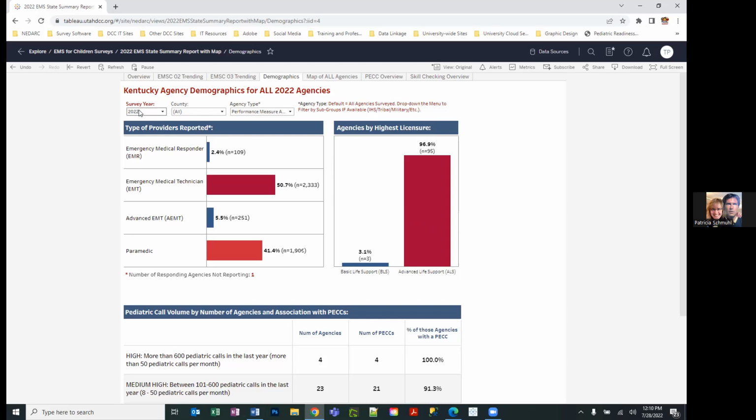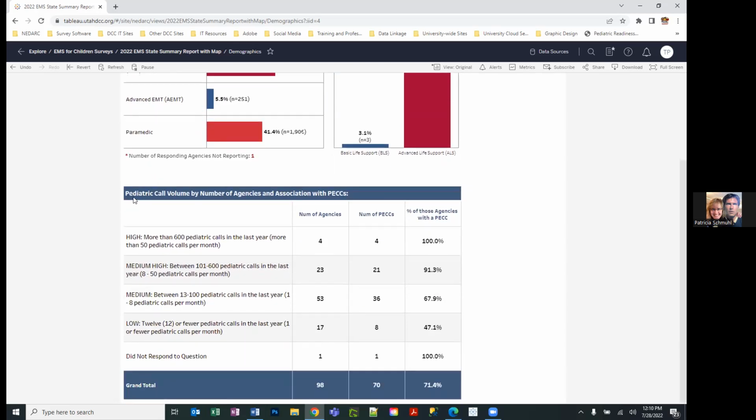It can be interesting to look back here over the years and see what happens to these numbers. Just keep in mind that your response rates are different, so you need to be careful on how you report that. We do have a pediatric call volume chart here that we changed from the way it looked last year. This is because we're really focusing on PECs in both hospital and EMS arenas, in order to show what difference they make.